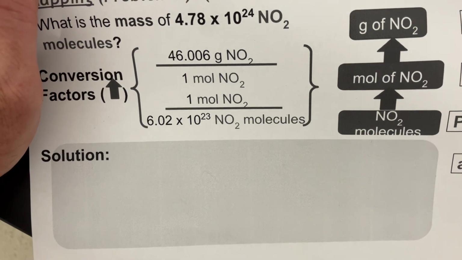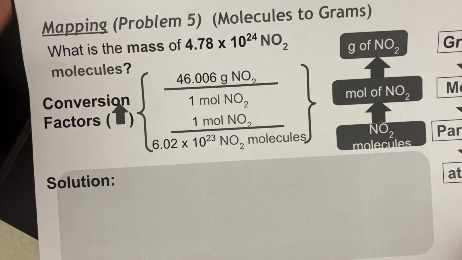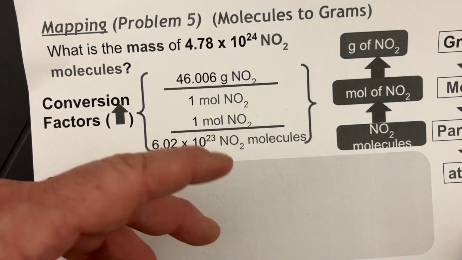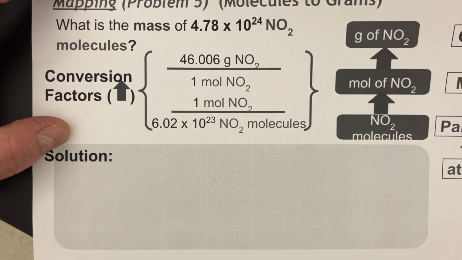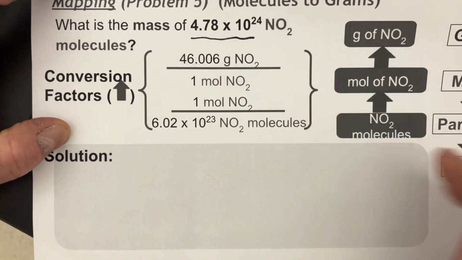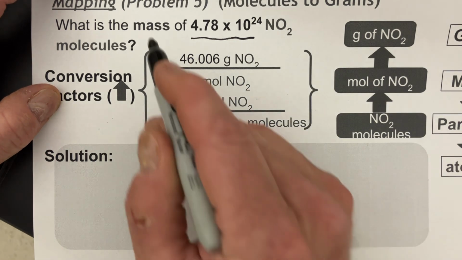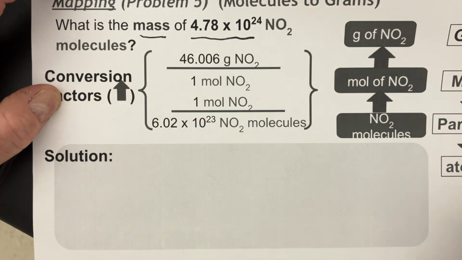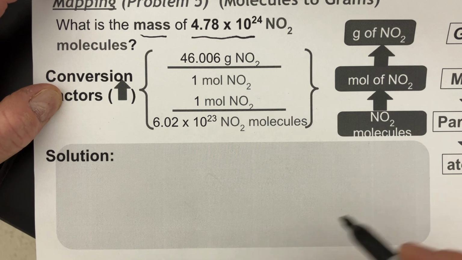Hey y'all, wanted to make a quick follow-up video on problem number 5 where we had to deal with scientific notation in both a numerator and a denominator position. So remember, for these problems where you're given some starting point, and in this case it's in terms of number of molecules, and they're asking for the mass, which is a macroscopic sort of term, the grams. We know where we're going.